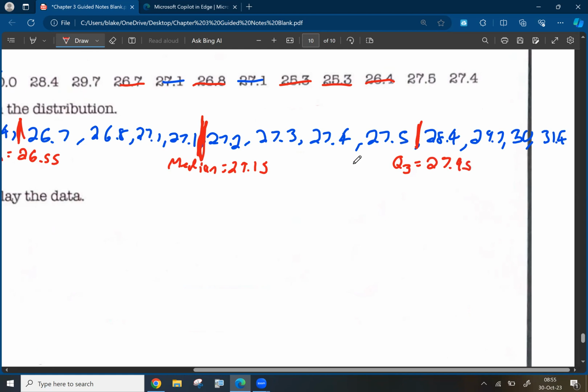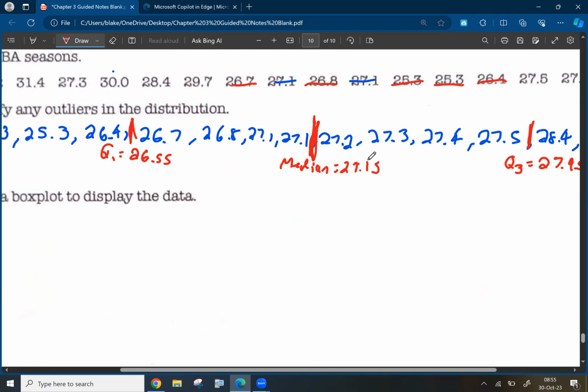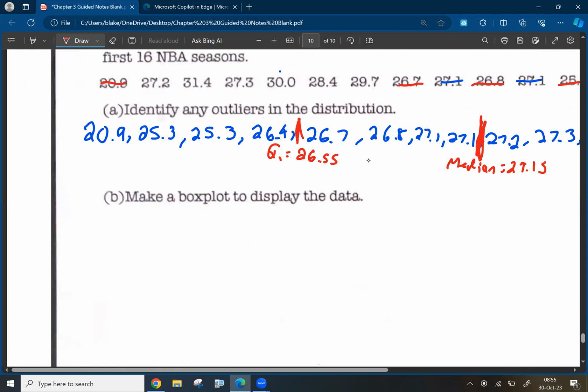All right, so there we go. We've got Q1, we've got Q3. Let's go ahead and calculate the IQR. IQR, remember, is Q3 minus Q1. So that's going to be 27.95 minus 26.55, which equals 1.4. All right, now for the outliers.